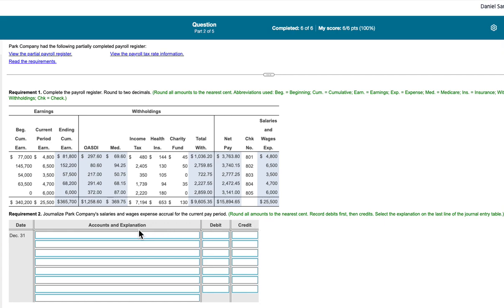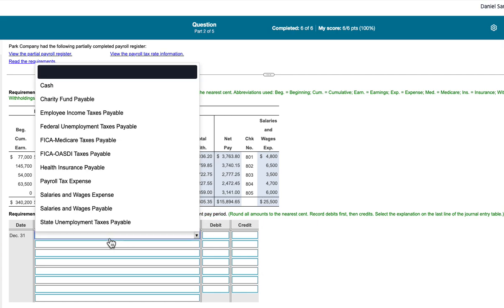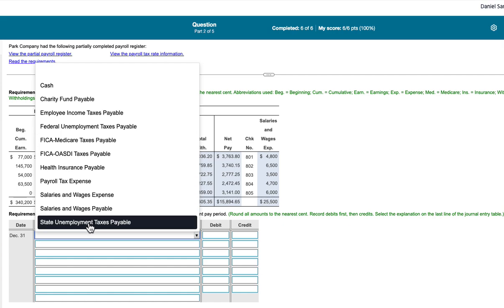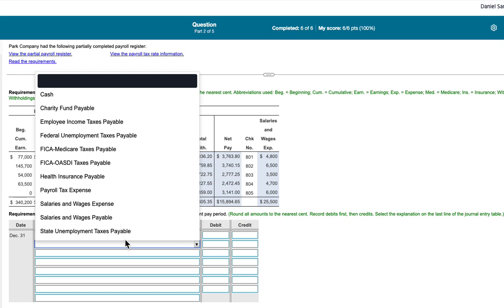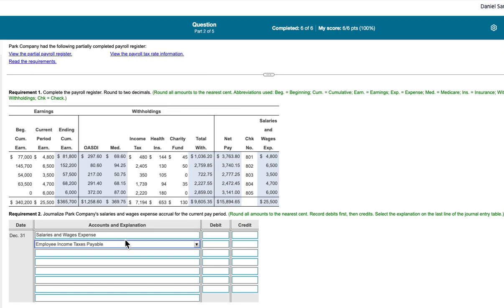Then we have to journalize the Park Company's salaries. This part requires us to journalize Park Company's salaries and wage expenses accrual for the current pay period. So this is salaries and wages expenses, not payable. Then we're going to itemize every wage expense. You're going to have things like employee income tax, FICA OASDI tax. That's right here, OASDI. And then employee income tax, which is right here.